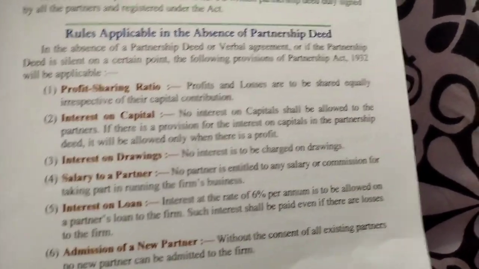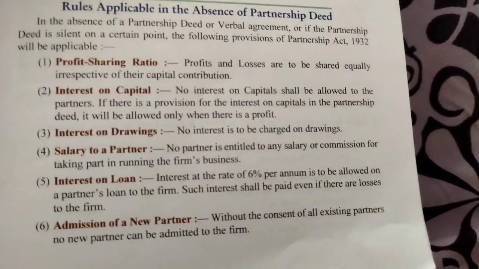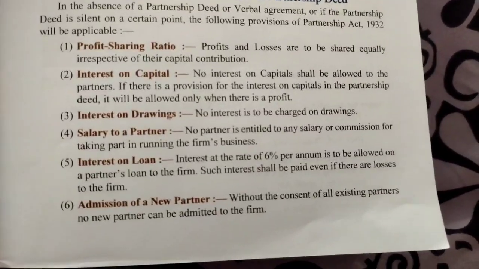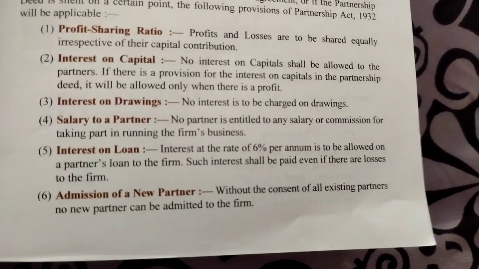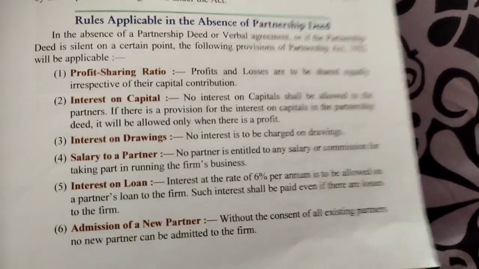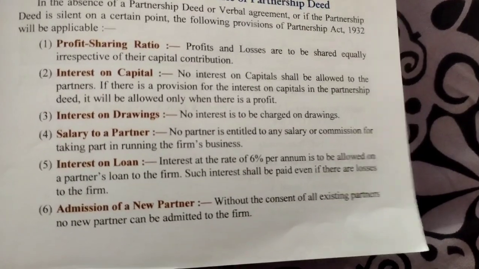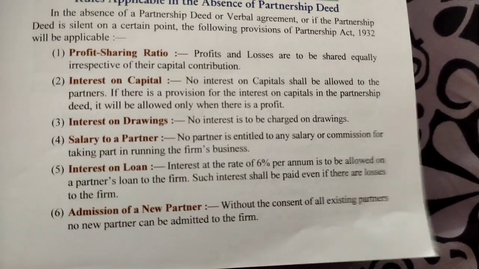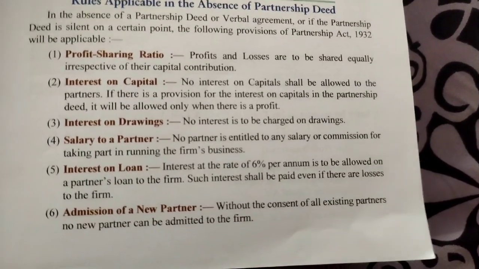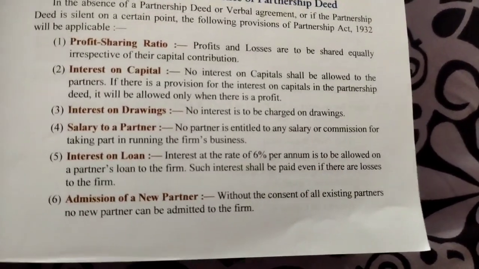While in the partnership deed it is already agreed at which interest rate the firm will charge interest on drawings. Now fourth is salary to a partner. No partner is entitled to any salary or commission for taking part in the running of the firm's business. While if salary to a partner is in the partnership deed, it means it is already agreed by the partners that according to their work they will be entitled to get a salary of this and this, commission of this and this rupees.